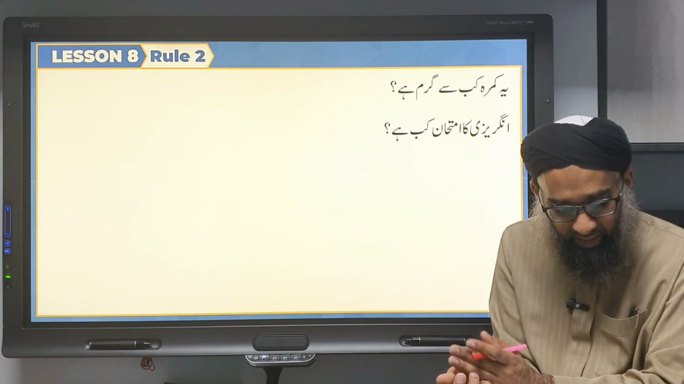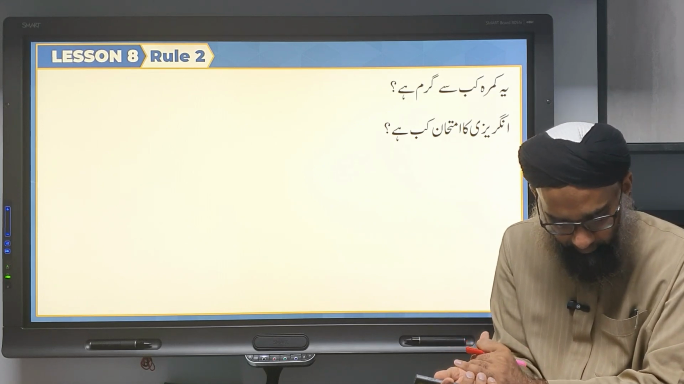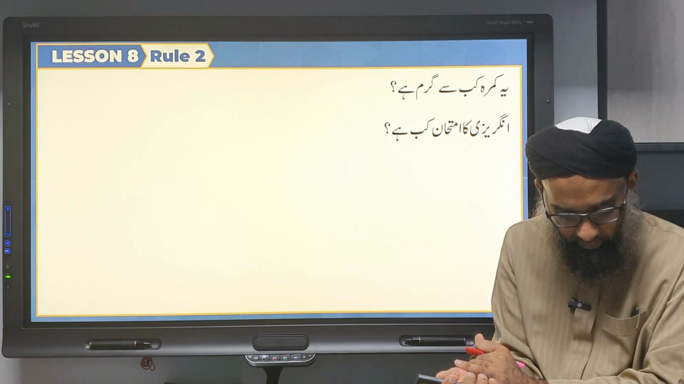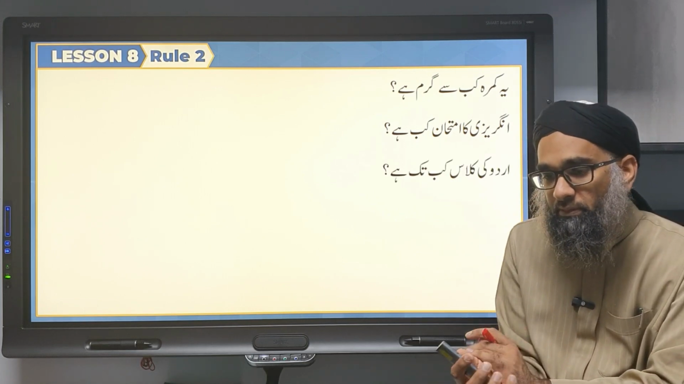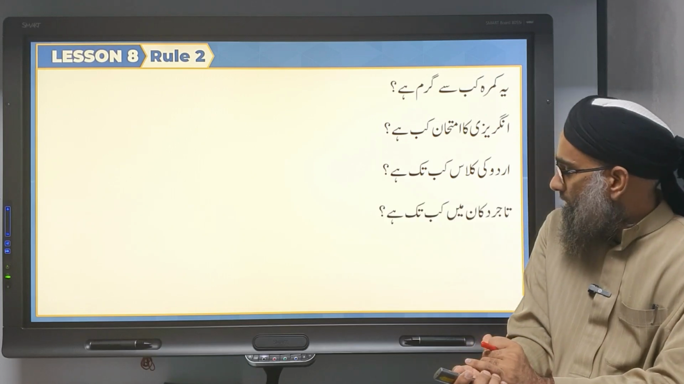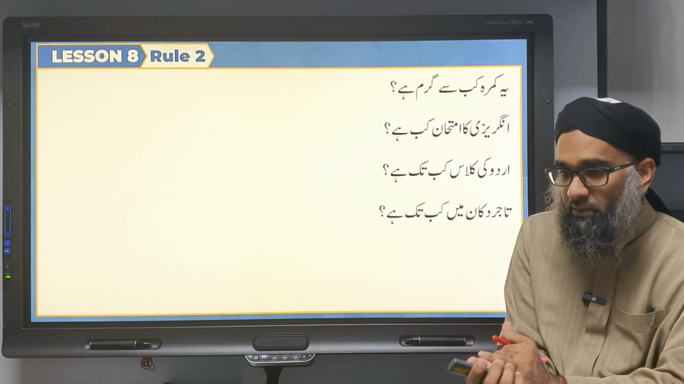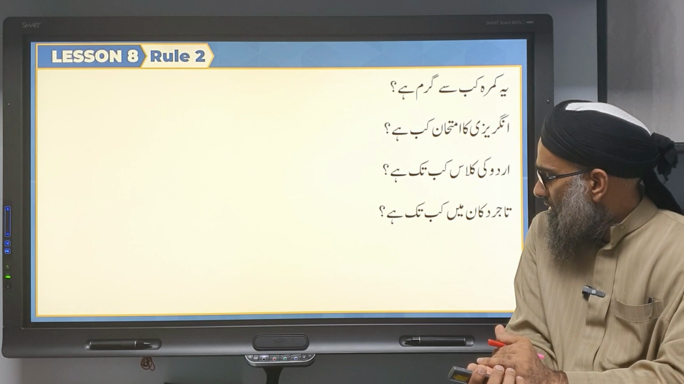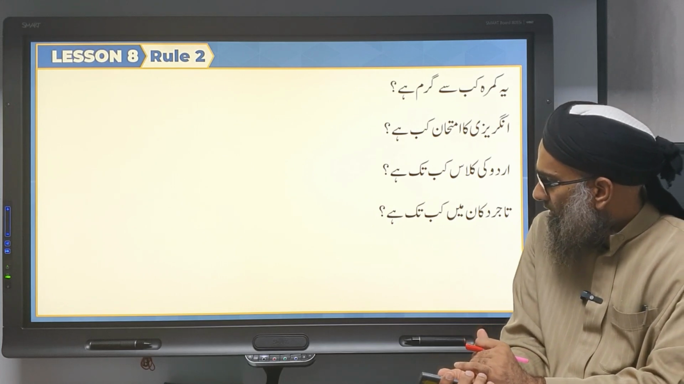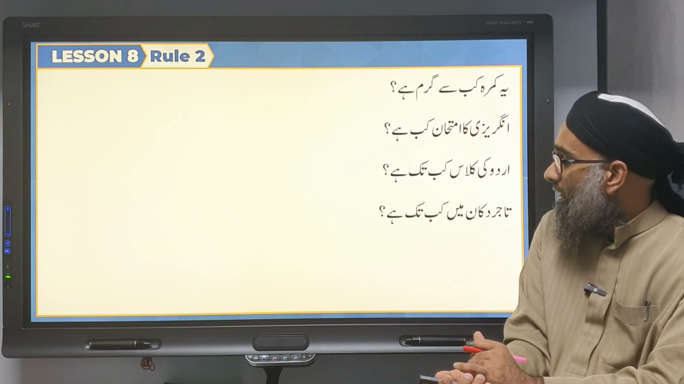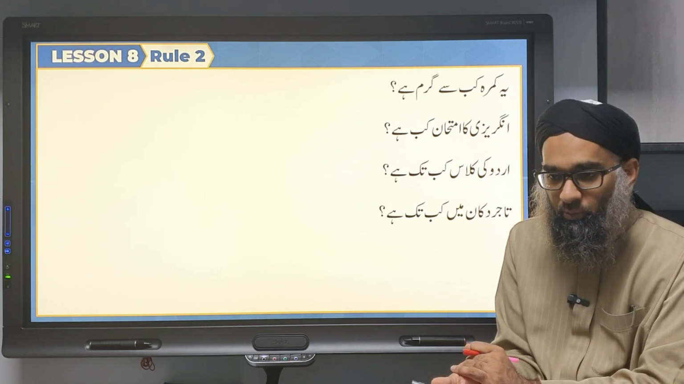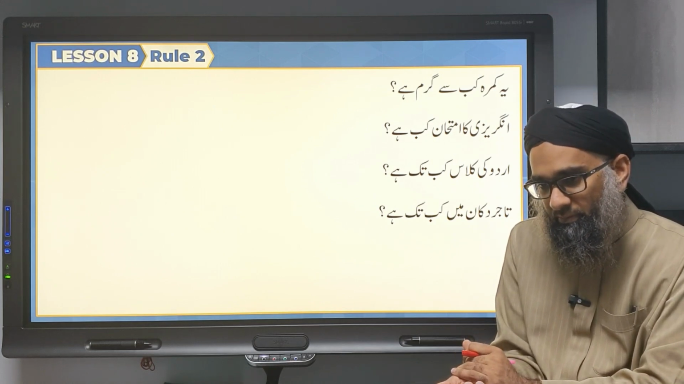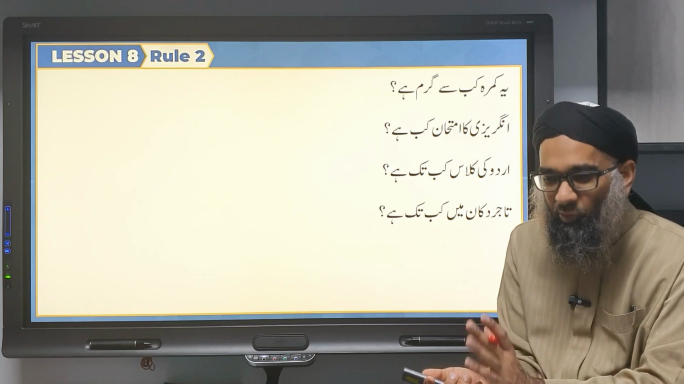Angrezi means English. Angrezi ka imtihan kab hai? When is the English exam? Ji. Urdu ki class kab tak hai? Until when is the Urdu class? Ji. Tajir dukaan mein kab tak hai? How long is the businessman in the shop for?